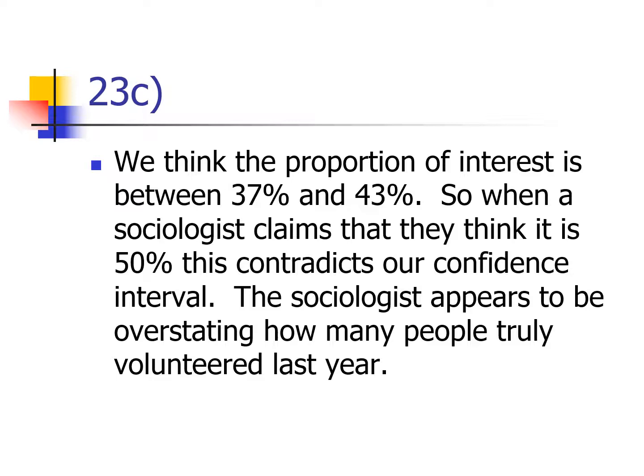If a sociologist made the claim like, hey, people are really altruistic, in fact, I would argue that 1 in 2 people, 50% of all people, do volunteer work, we would maybe say, I don't know. Our data seems to indicate people are a little bit more selfish than that. We think that the true proportion of all people that volunteer is somewhere between that 37 and 43, which means we would probably disagree with that sociologist's statement. They appear to be overstating how many people volunteered last year based on the data that we plugged into our calculator.